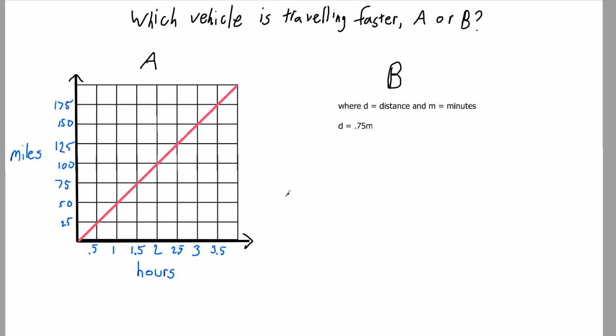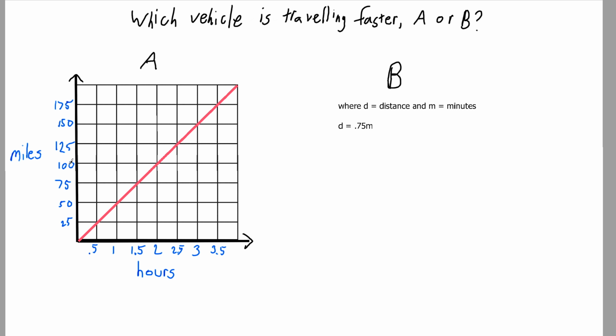So what you need to do is put them both in the same sort of terms so that you can compare them. And normally when you're talking about the speed of vehicles, it's in miles per hour. So we'll figure out how many miles per hour vehicle A is traveling and how many miles vehicle B is traveling, and we'll know which one is going faster.